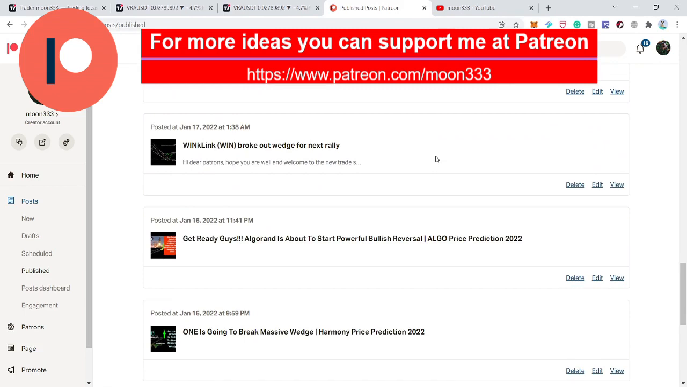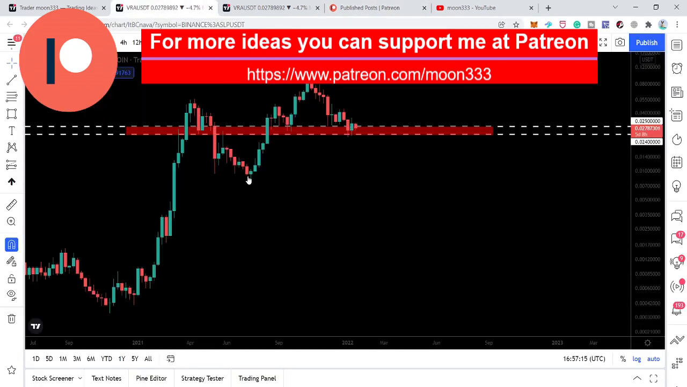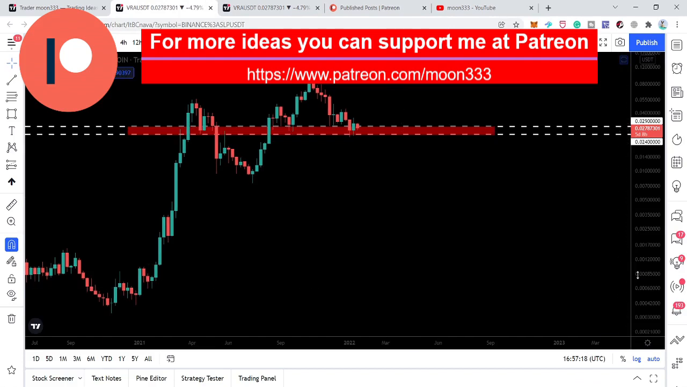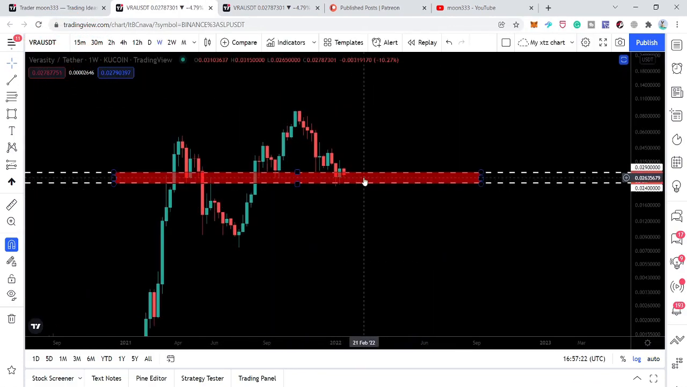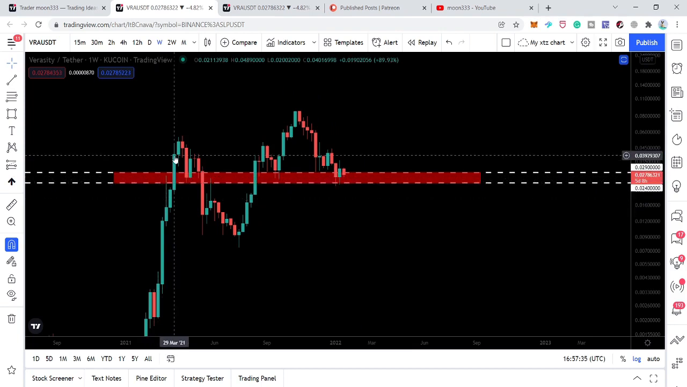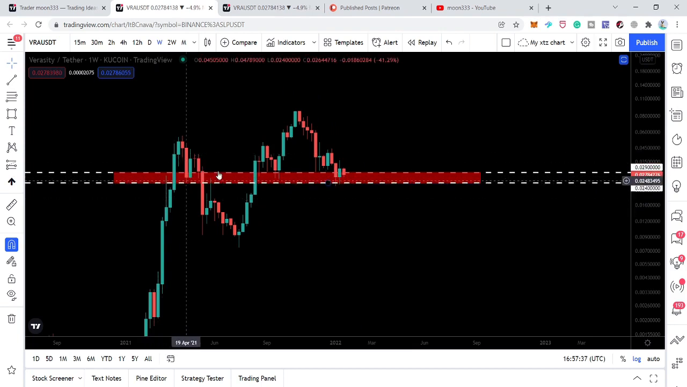Let's start the analysis. First of all, let me show you this weekly time frame chart. Here we can see that the price line is moving above a very strong support zone that starts from 2.9 cents and goes to 2.4 cents. Previously it was acting as a rejection line or resistance line. Once the price line broke it out, it worked as a support, and right now it was again working as a support. When it was rejected, that was March 2021.